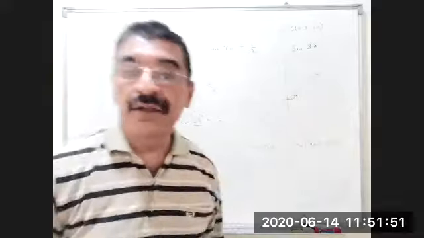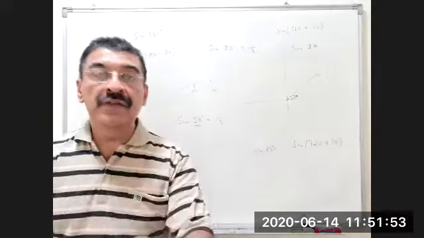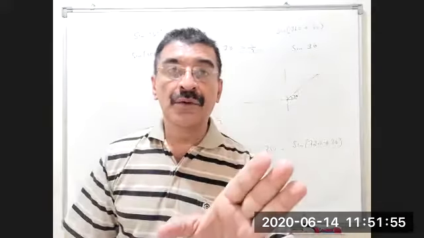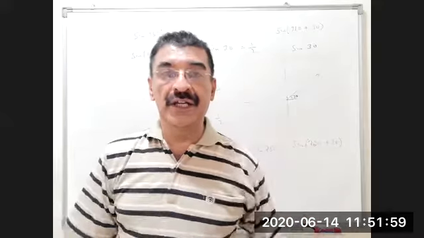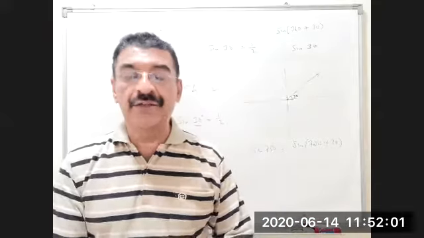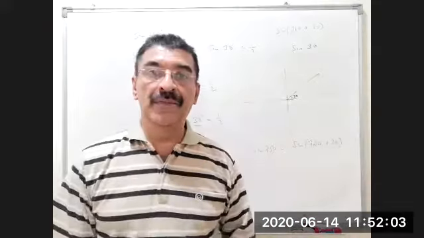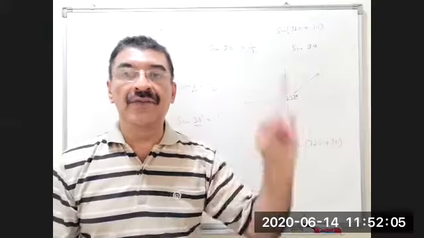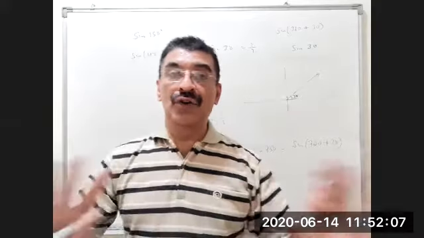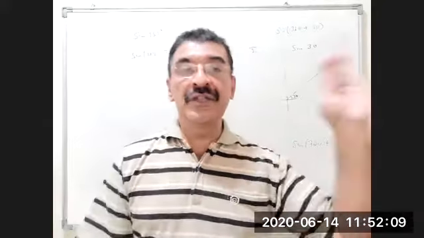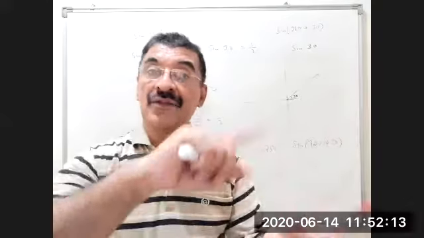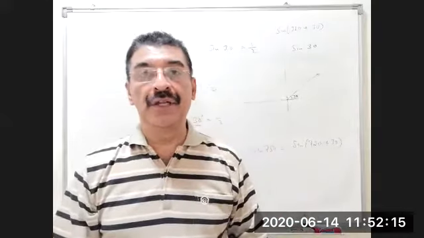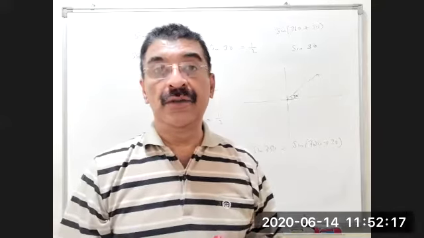That means the sine value keeps on repeating after 360 degrees. After every 360 degrees, we get the same value. Similarly, for cos also, after 360 degrees, it keeps on repeating, whereas for tan, after 180, it keeps on repeating.